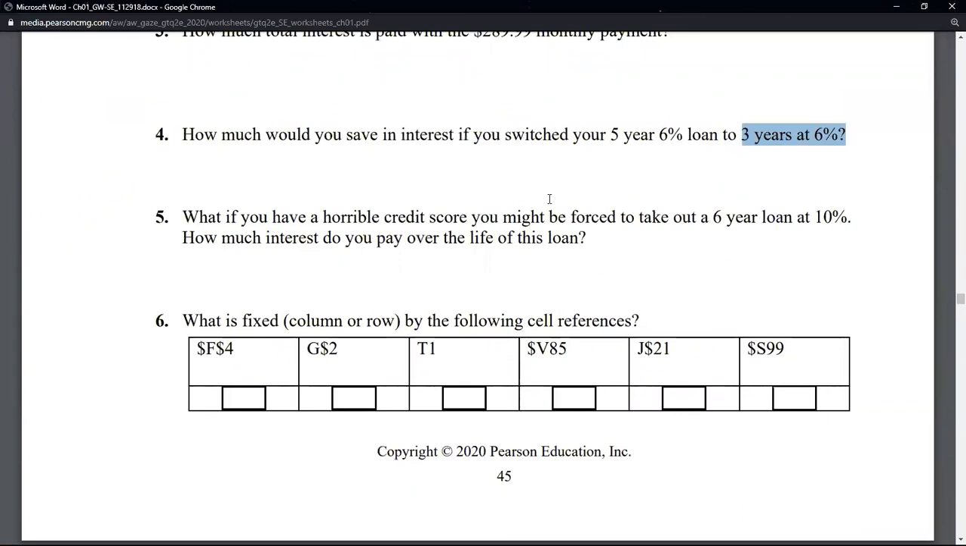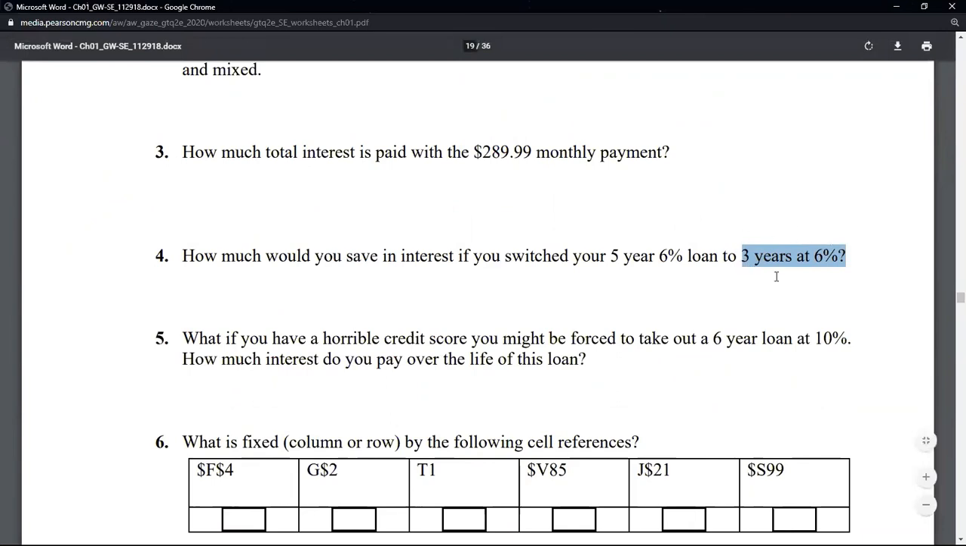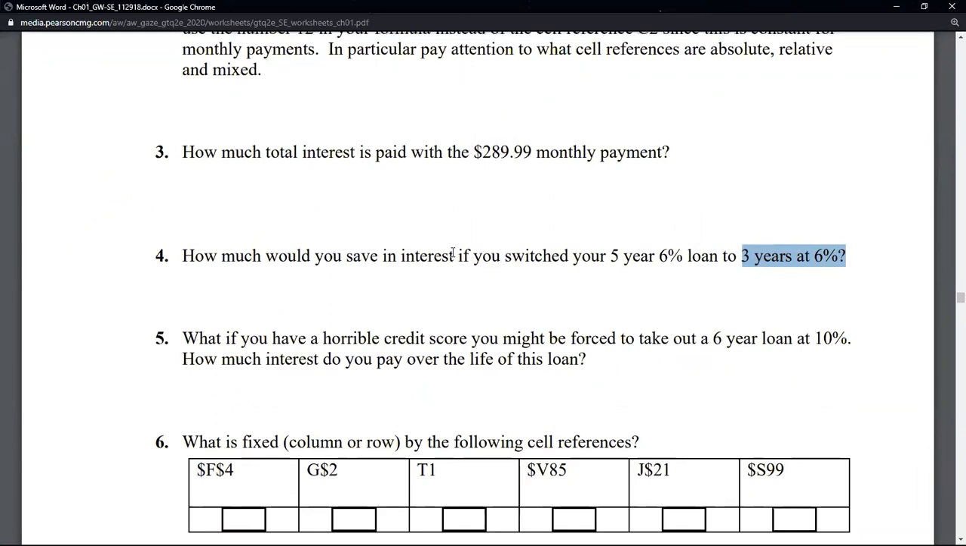But then they say, how much do you save? So let's say the interest for number 3 was $1,500. And let's say the interest for this scenario right here was $1,000. If this one costs you $1,500 in interest and this one costs you $1,000 in interest, that makes the savings $500, the difference of the $1,500 and the $1,000. Again, not the exact answers, but that tells you how to do it.